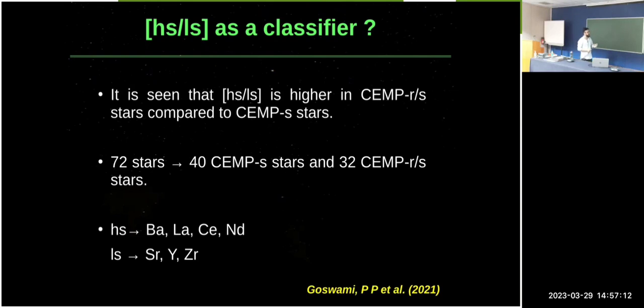It has been noticed for a long time that HS by LS is higher in CEMP-r/s stars compared to CEMP-s stars. So we tried to see whether HS by LS can be used as a classifier of CEMP-s and CEMP-r/s stars. For that, we have compiled abundance data for 72 well-known, well-studied CEMP-s and CEMP-r/s stars, and we calculated HS by LS, barium by europium, lanthanum by europium, and all other ratios in those stars.